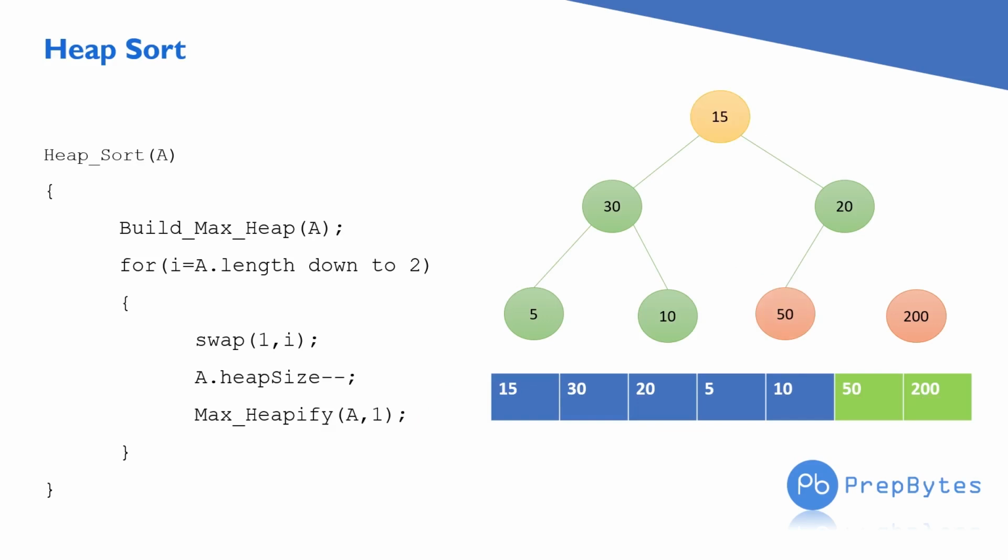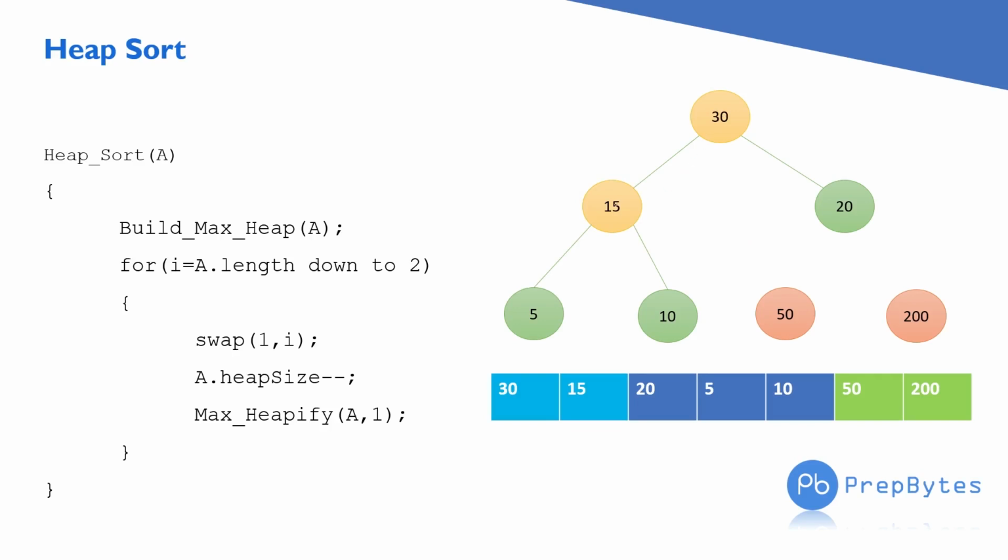Let's see now. 50 is swapped with 15, the root swaps with the last element, so 50 is at its correct position now. After that, heap size will be decreased by 1. So yes, it is decreased by 1. After that, on the root, max heapification will be called and it will be heapified. So 30 will be swapped with 15 because 30 is greater than 15 and 30 is greater than 20. Yes, it is swapped.